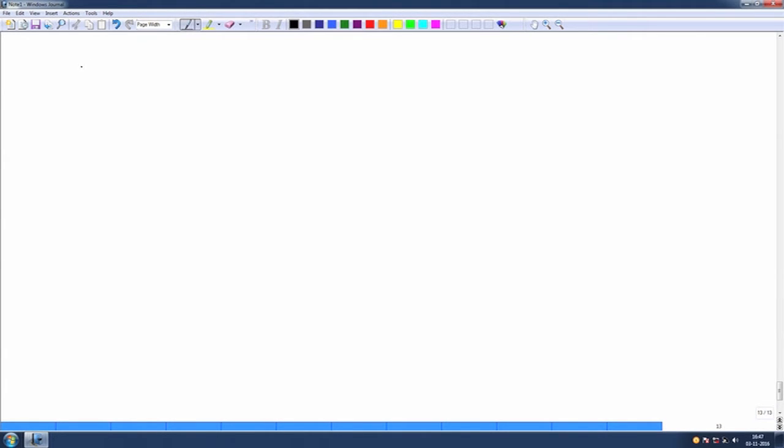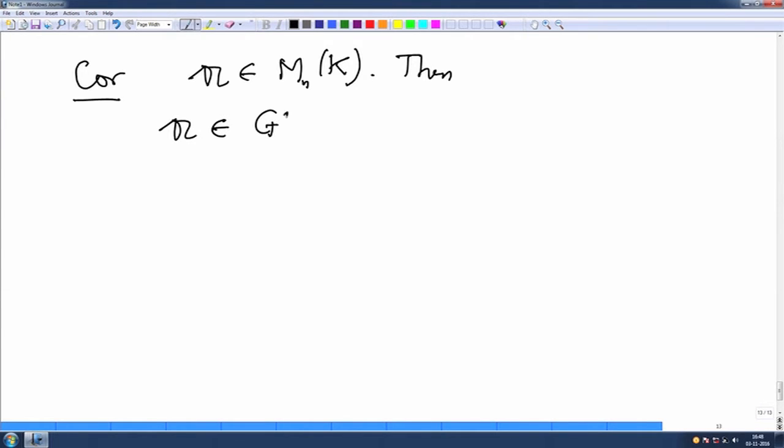So then in the corollary in the matrix format, suppose you have a square matrix A. Then A belongs to GL_n(K) if and only if the determinant of A is non-zero. So, proof.